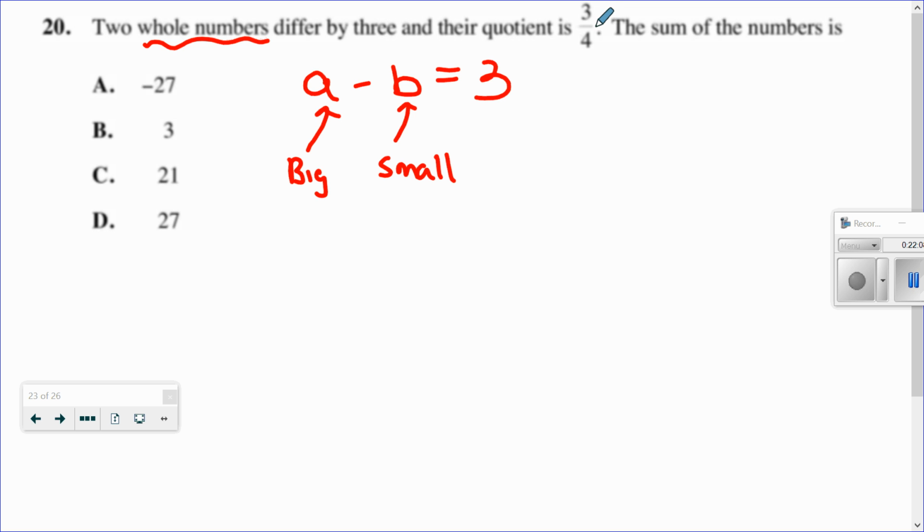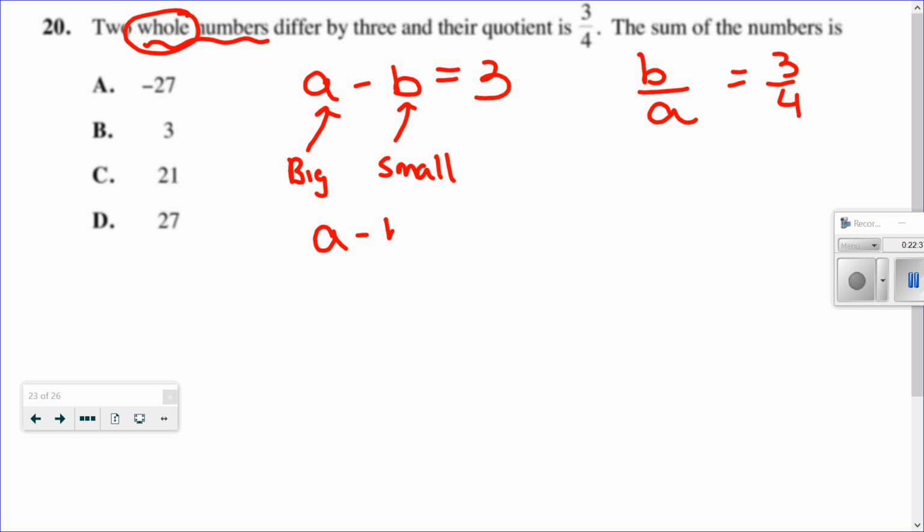Now their quotient is 3/4. So notice the way the quotient is set up, small number on top and big number on bottom is equal to 3/4. We have to be careful because these are whole numbers. So big minus small equals 3, and the quotient, which is obviously small over big, equals 3/4. Okay, so I have to narrow it down so I only have one variable. So I'm going to go to my equation here, and I'm going to isolate for one variable.